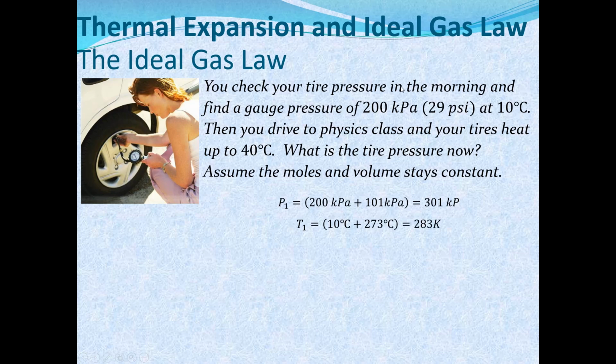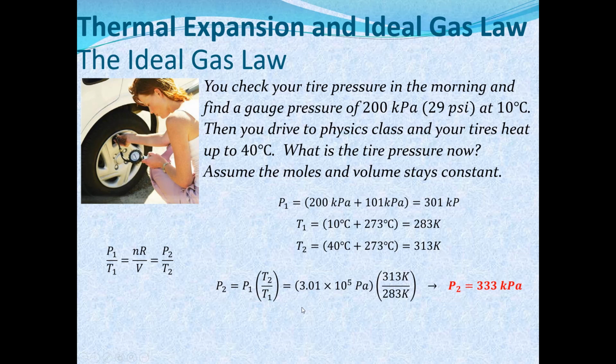Same thing, I have to take the temperature and convert it into Kelvin. And then I also have to do it for the new temperature. And then what I can do is I can actually use the ideal gas law to set up a proportion from the initial pressure and temperature to the new pressure and temperature. And I end up getting this, that the new pressure is 333 kilopascals.